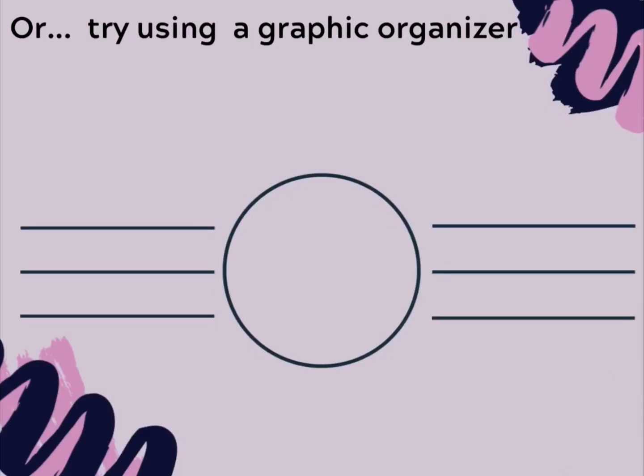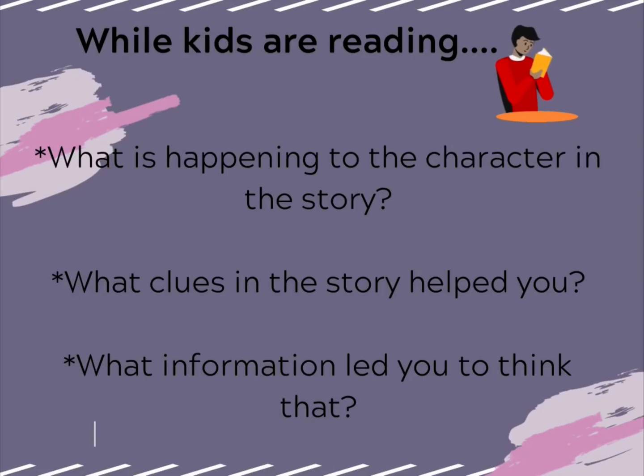A really great way to expand on activating schema or their prior knowledge before reading a book is by using a graphic organizer, something simple like the one I just showed you. And while kids are reading, in order to keep this thinking going, we can stop at different parts of the text and ask them to tell you what's happening to a character or what's happening in the story. What clues help them come up with that theory, and if they have any information or personal experiences or connections that help them get to those conclusions.